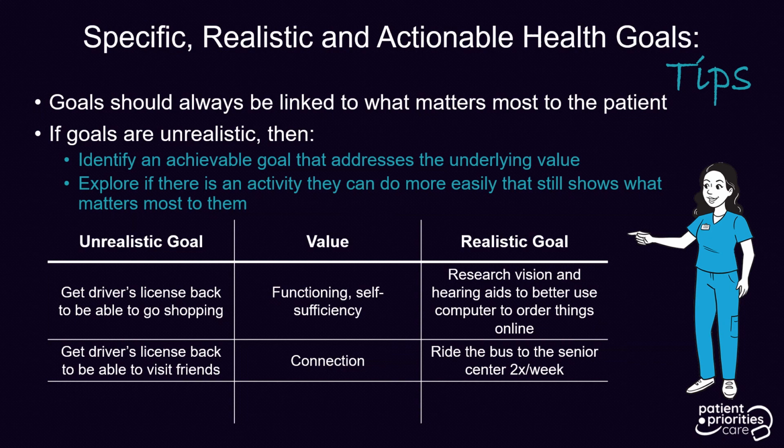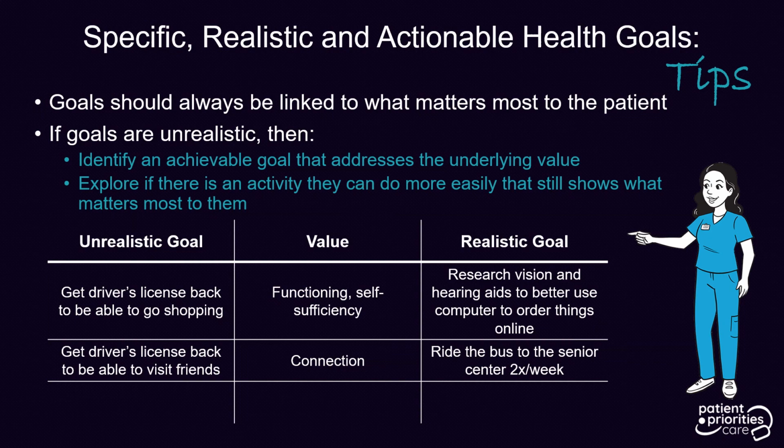For example, if the value is self-sufficiency and the patient wants a driver's license in order to go grocery shopping, he or she could research vision and hearing aids so that they can use the computer to order things online. Self-sufficiency is more related to them being able to buy things themselves rather than relying on someone else. Even if they can't drive, you can find another goal that can help them feel more self-sufficient.